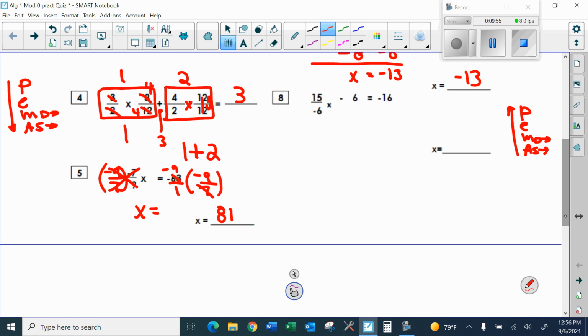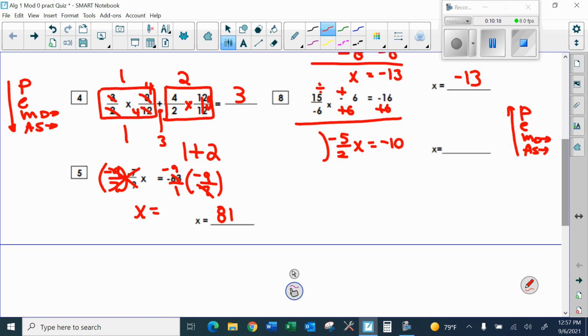I add or subtract first. The opposite of negative is addition. The opposite of multiplication is division. So of course I'm going to add the 6 across first. So, and I can reduce that negative 15/6 down to negative 5 halves, divide each by 3, equals negative 10.